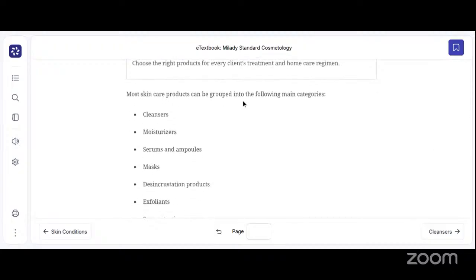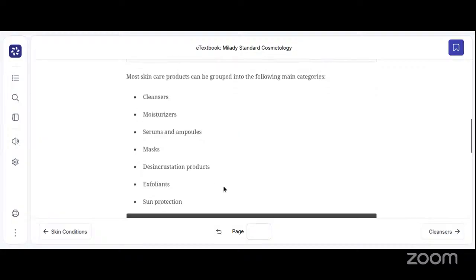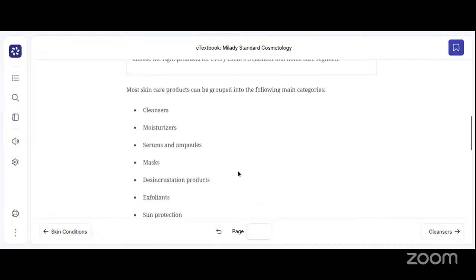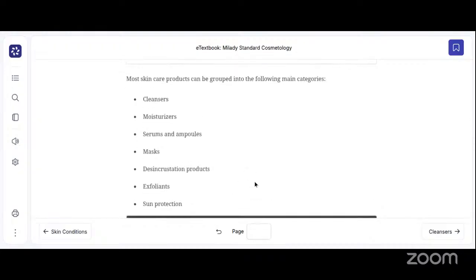It says most skincare products can be grouped into the following main categories: cleansers, moisturizers, serums and ampules, masks and disincrustation products, exfoliants, and sun protection. Before we move into those, let's give just a quick look. Cleansers are used, of course, to remove the oil, sweat, and dirt buildup off of the face. We use cleansers every day. We have detergents, body wash, we have soap, and so we use cleansers every day.